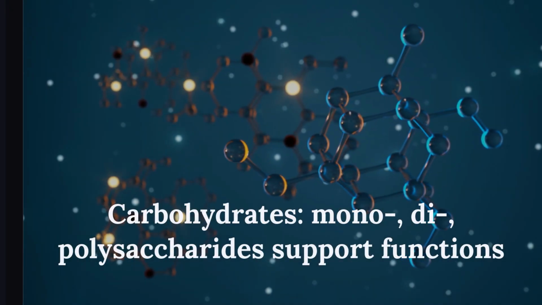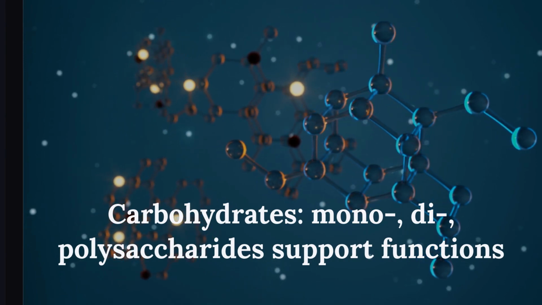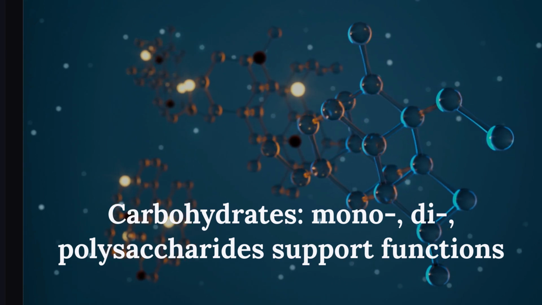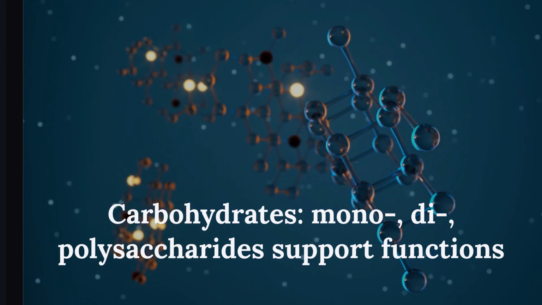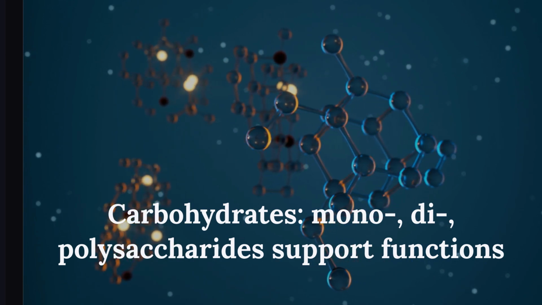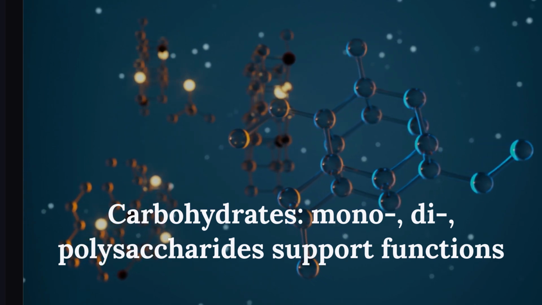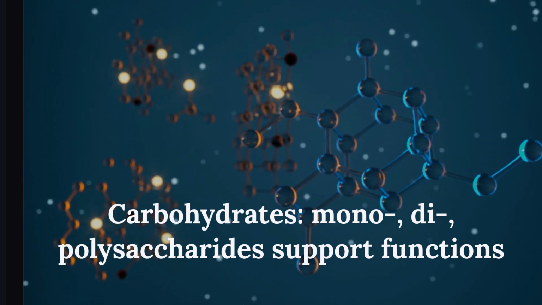Carbohydrates have three main forms: monosaccharides, disaccharides, and polysaccharides. Monosaccharides like glucose are simple sugars. Disaccharides such as sucrose are double sugars. Polysaccharides like starch and cellulose are complex carbohydrates. Their structural diversity supports various biological functions.